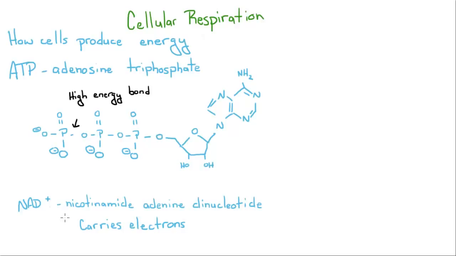Another molecule important for cellular respiration is called nicotinamide adenine dinucleotide. It carries electrons. It is a redox molecule, which means oxidation or reduction. Oxidized molecules have less electrons. Reduced molecules have more electrons. You might see me write this as NADH. This is the reduced form, which means it has two more electrons. NAD is the oxidized form, which means it has two less electrons.